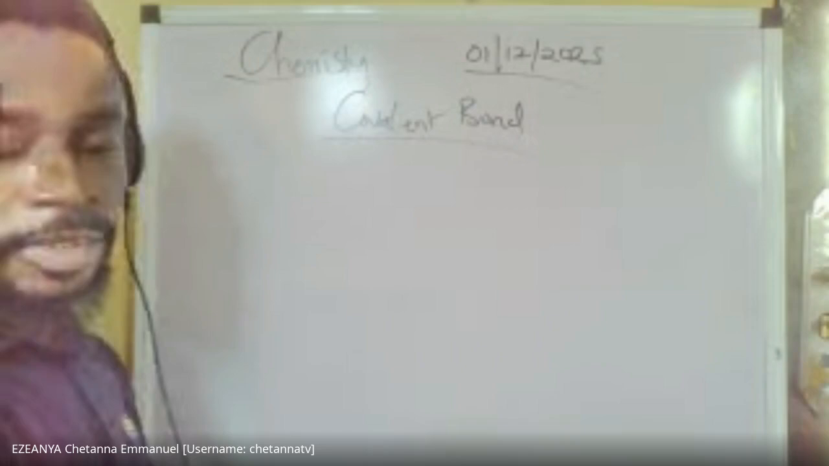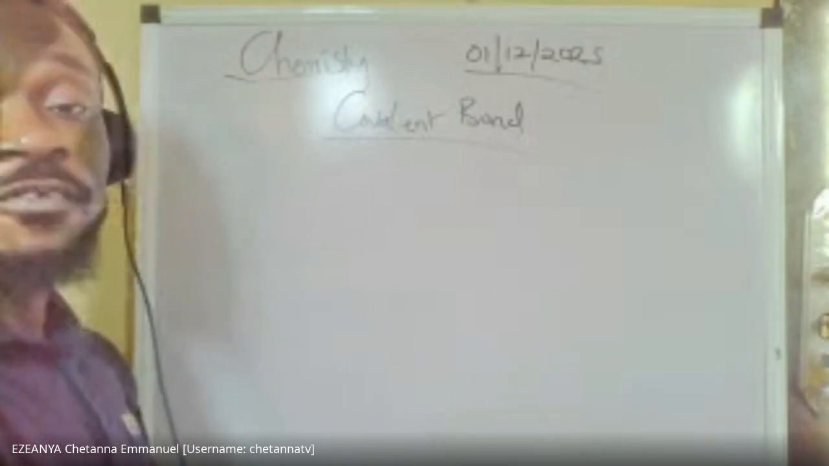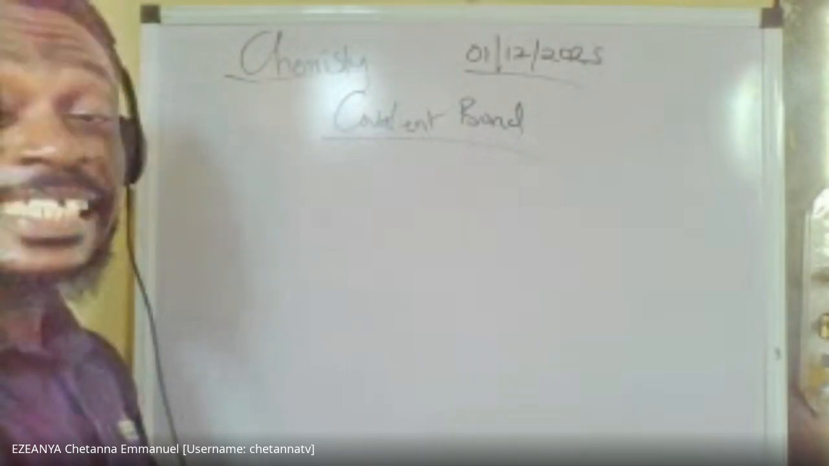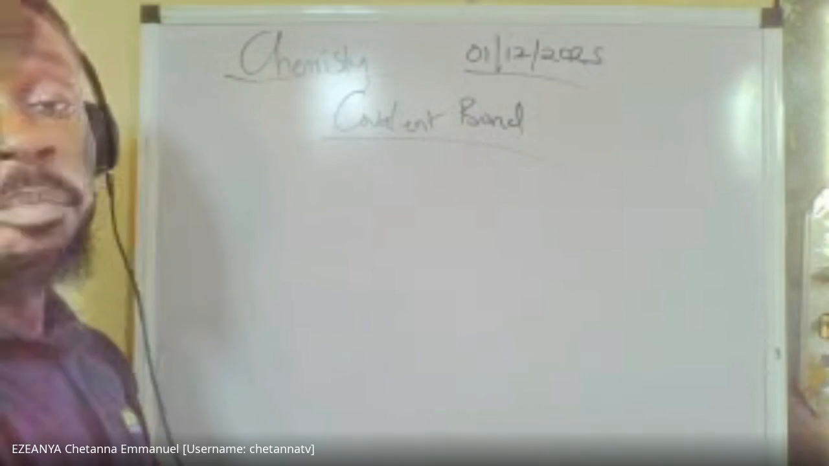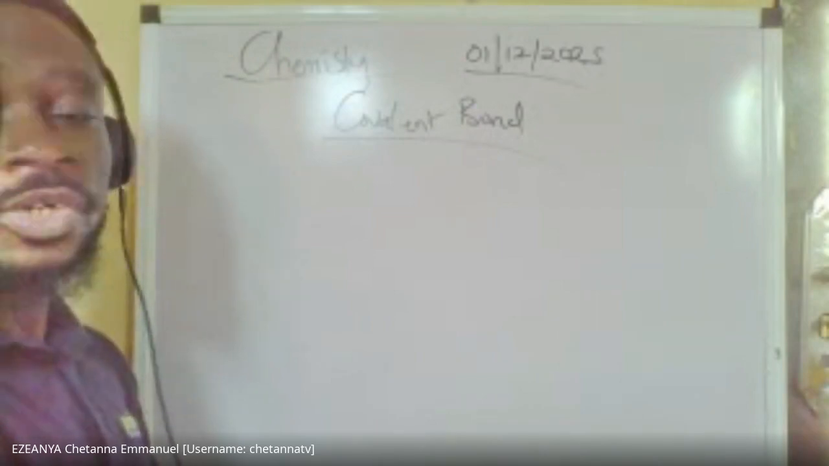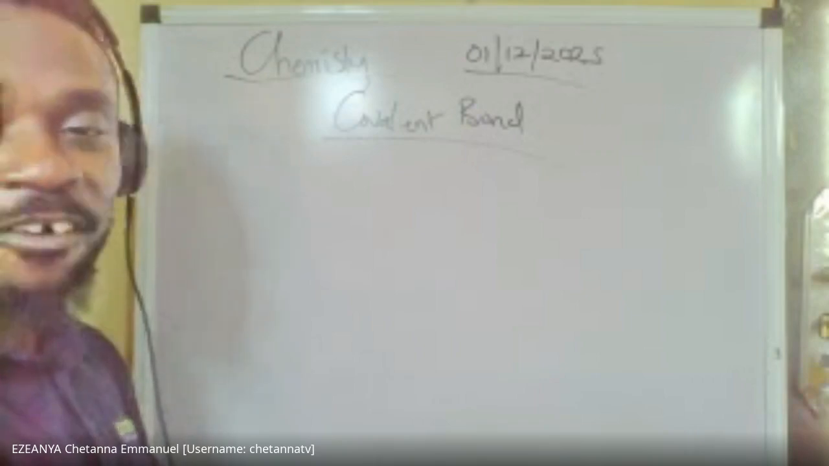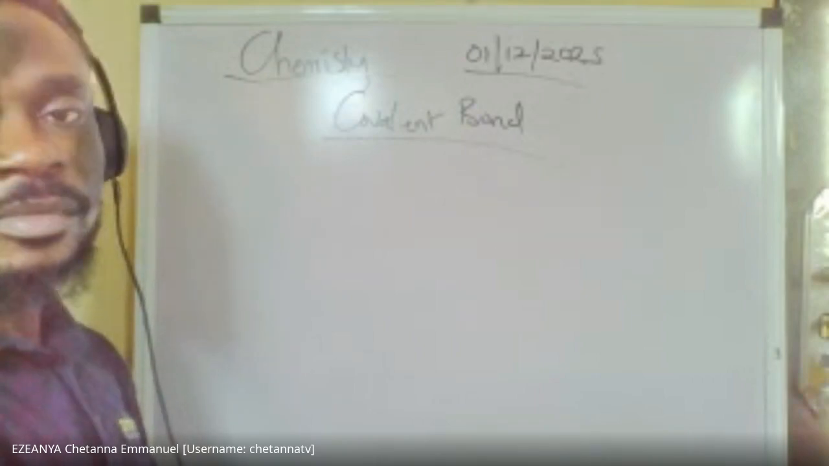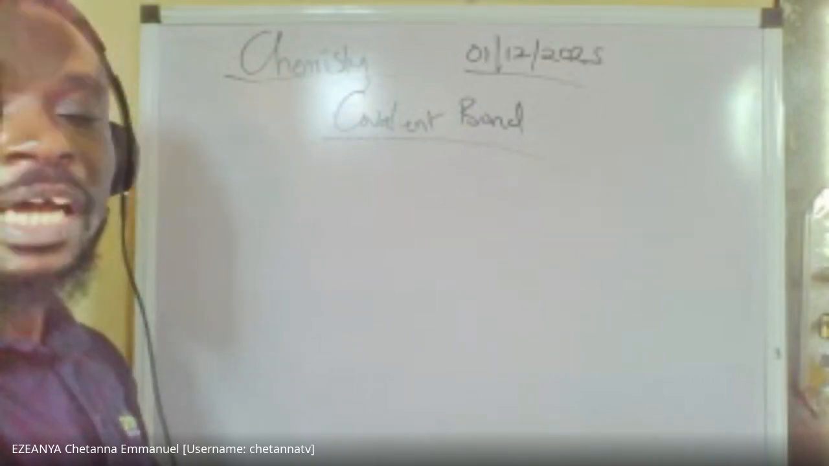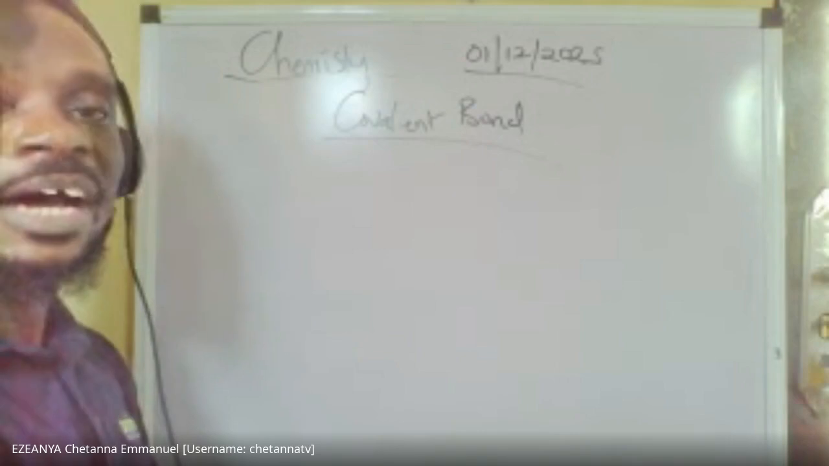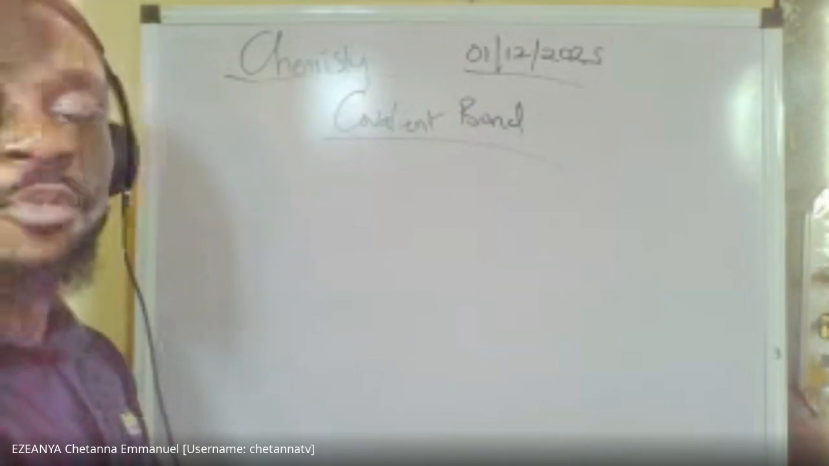Covalent bond involves sharing of what? A pair of valence electrons by two atoms. So this one is quite different from ionic bond, where we have transfer of what? Electrons. So the shared bond now leads to the production of what? Stable molecules.